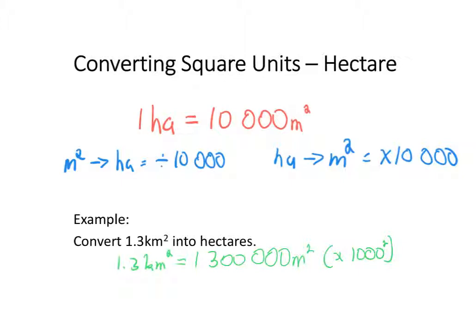Now that I've got meters squared, what I can do is convert that into hectares. So when I've got meters squared and I want to go to hectares, I want to divide by 10,000. And that is going to equal 130 hectares.